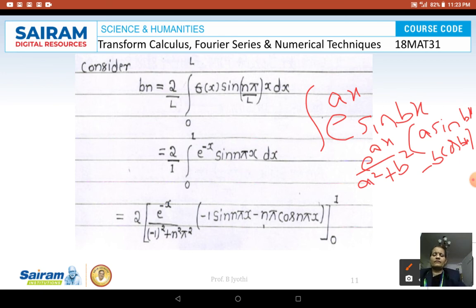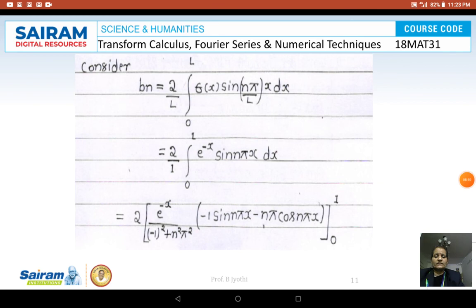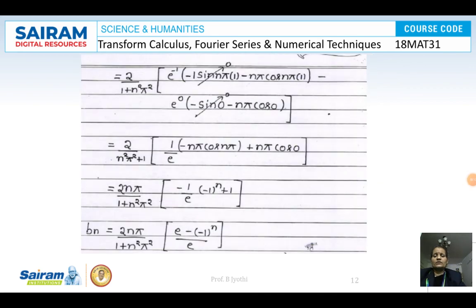You can refer here. E power minus x by 1 square plus n square pi square, and minus 1 sin n pi x minus n pi cos n pi x. Now anyway, again the sine term will be 0. We get only the cos term. Cos n pi is minus 1 power n. Cos 0 is 1. Therefore, minus 1 by e into minus 1 power n plus 1.